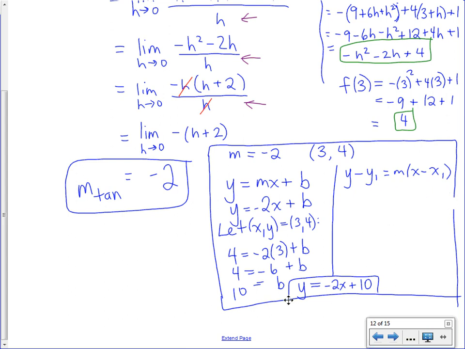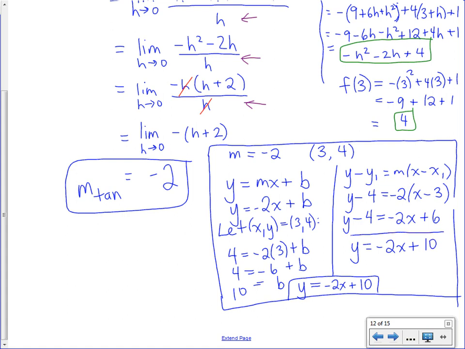So if I substitute in 4 for y1, negative 2 for m, and 3 for x1, and just isolate for y, I'm going to get the equation of the line. Distribute the negative 2, you get negative 2x, negative times negative plus 6. Bring negative 4 over, and y equals negative 2x plus 10.